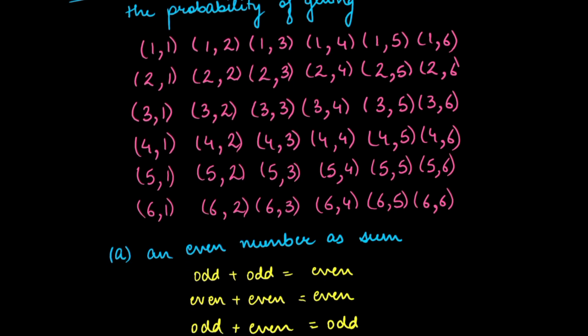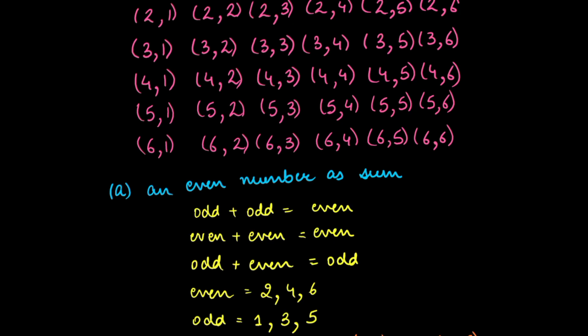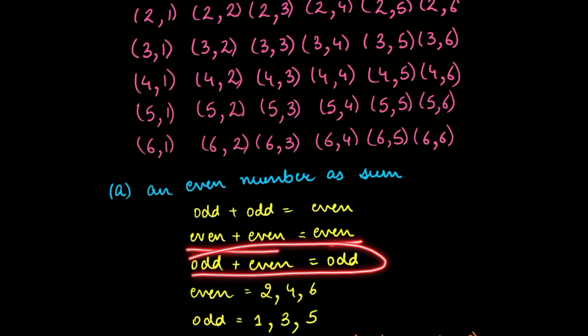Now, the first part asks us for an even number as sum. So, when we throw two dice, we need to get an even number as sum. Like, let us take this first one. 1 plus 1, 2. That is an even number. So, this will be a favorable outcome. Now, there is a very easy way. Odd plus odd is even. Even plus even is even, and odd plus even is odd.